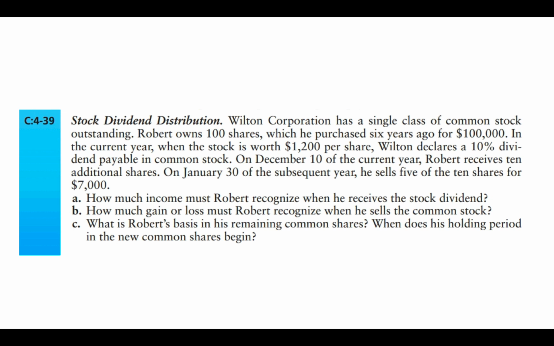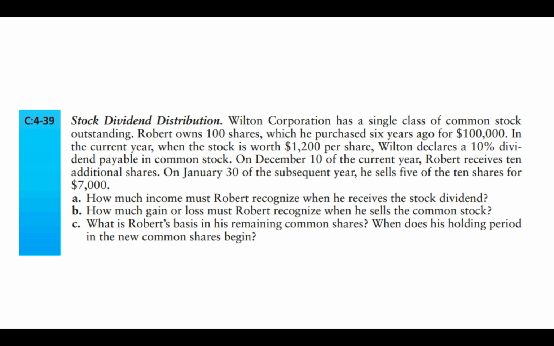Wilton Corporation has a single class of common stock outstanding. Robert owns 100 shares, which he purchased 6 years ago for $100,000. In the current year, when the stock is worth $1,200 per share, Wilton declares a 10% dividend payable in common stock. On December 10th of the current year, Robert receives 10 additional shares. On January 30th of the subsequent year, he sells 5 of them for $7,000.